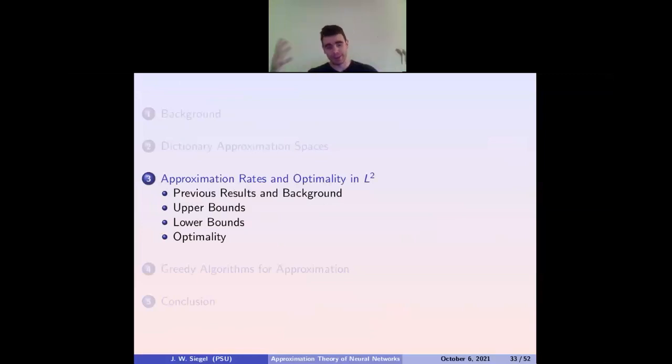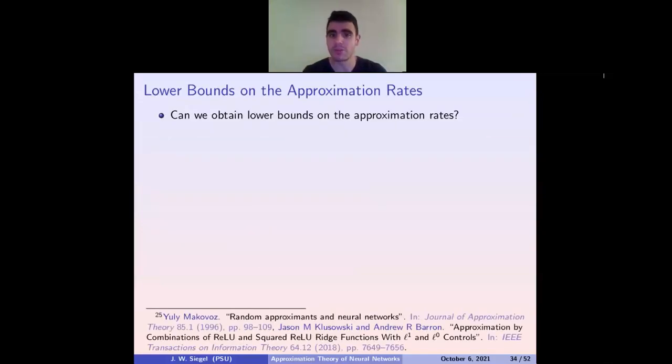So that's how we get these upper bounds. That's how we have been able to improve the approximation rates relative to the k networks on this particular space. So next, let's consider the problem of lower bounds, which is the question of, are those approximation rates optimal?